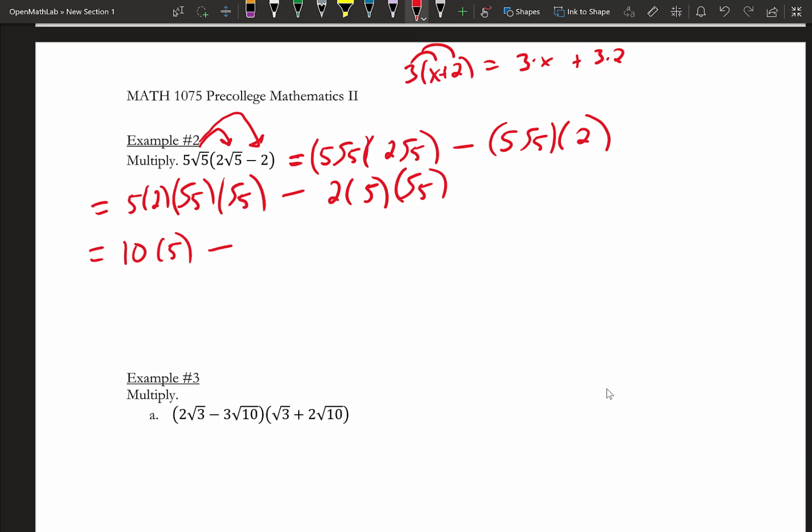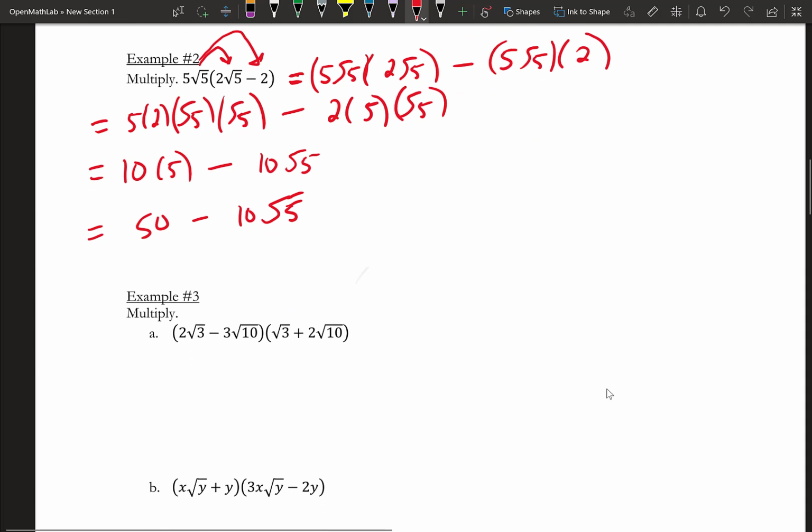And then we'd have minus, so 2 times 5 is 10, and then radical 5. Right, so 10 times 5 is 50, so we get 50 minus 10 radical 5. Right, and so that's simplified.